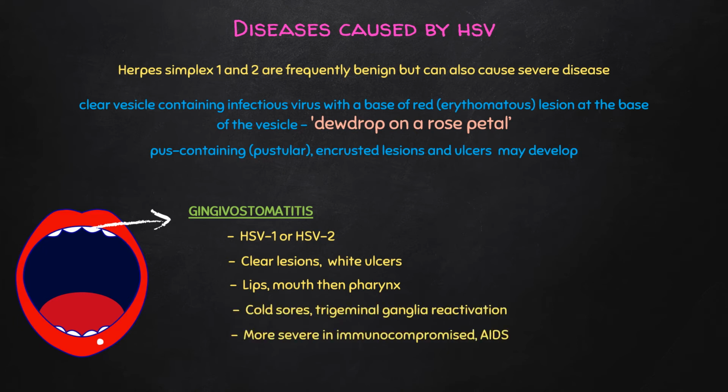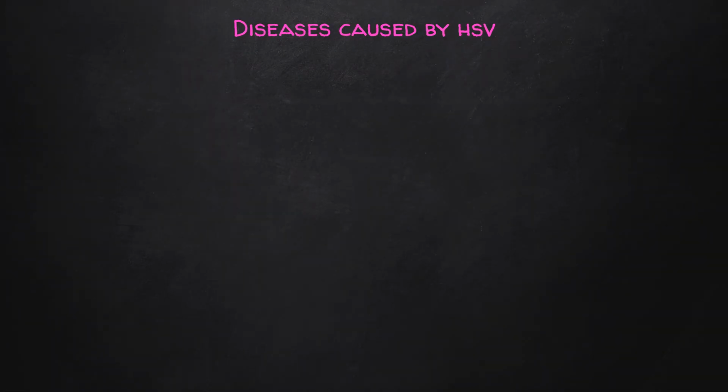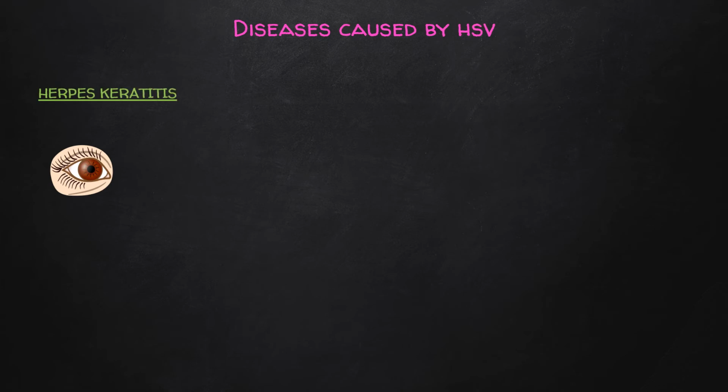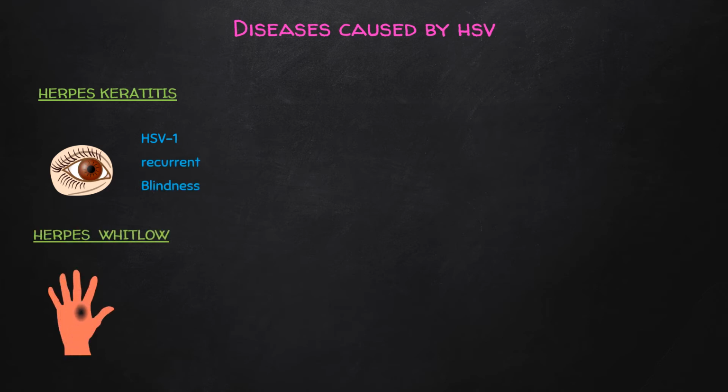Herpes keratitis. Herpes keratitis is an infection of the eye and is primarily caused by HSV1. It can be recurrent and may lead to blindness. Herpes whitlow occurs in people who come in manual contact with herpes-infected body secretions and can be caused by either type of herpes simplex virus. The virus enters the body via small wounds on the hands or wrists. It can also be caused by transfer of HSV2 from genitals to the hands.